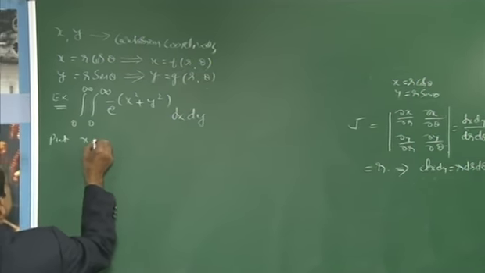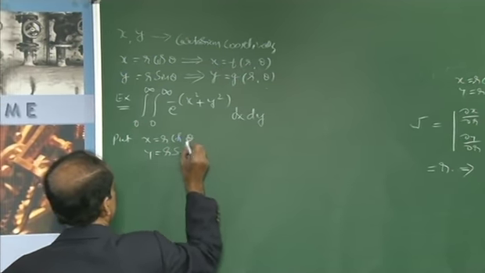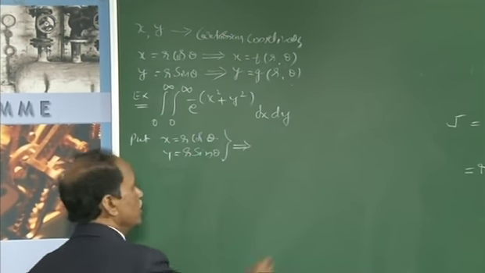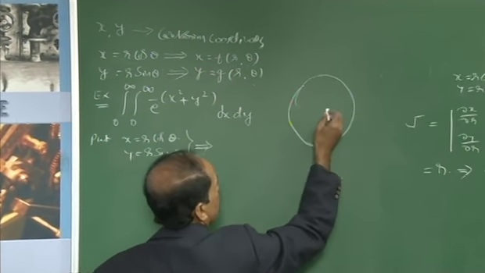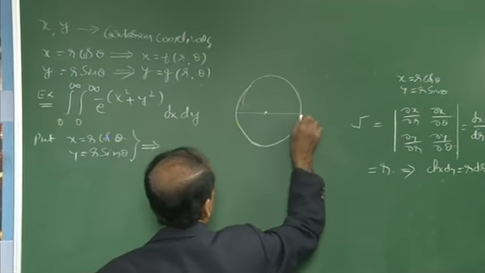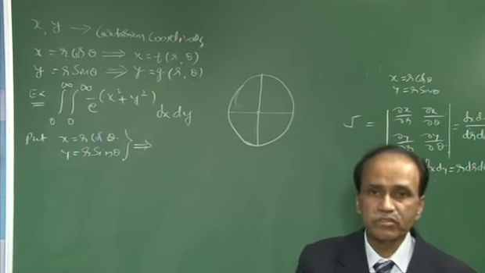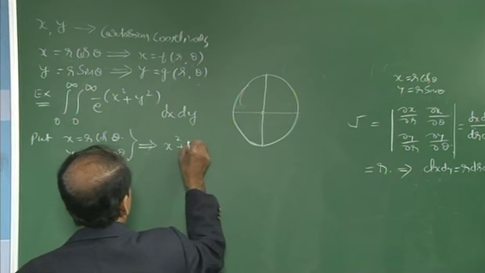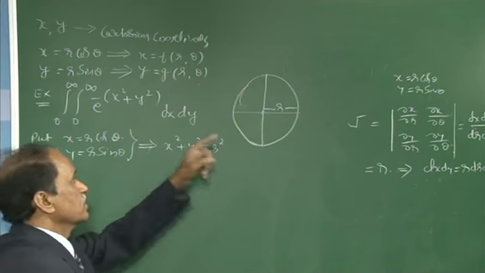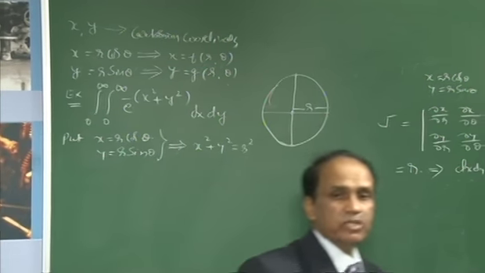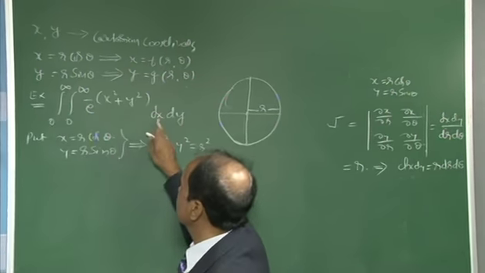So put x equal to r cos theta and y equal to r sin theta. Already you know that in the circle, the radius is found by making the sum of the squares of x and y, that is x square plus y square is equal to r square. This r will be the radius. x square plus y square is equal to r square.